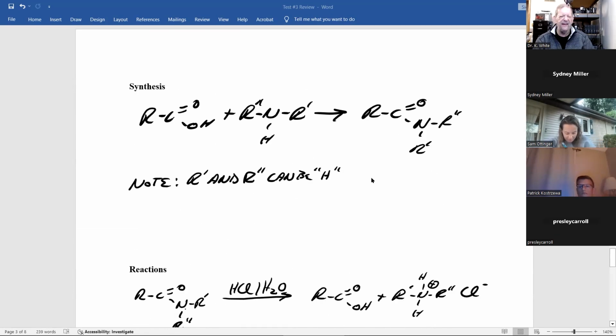All right, how do you make an amide? You start with a carboxylic acid and react it with either ammonia or a primary or secondary amine. Notice up here I say R prime and R double prime, one or both can be hydrogen. If both are, that's NH3, ammonia, or it's a primary or secondary amine. And you get this amide. You lose water from there, the nitrogen bonds to the carbonyl carbon.